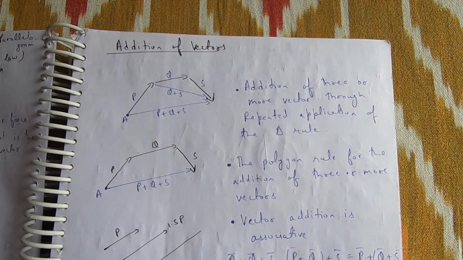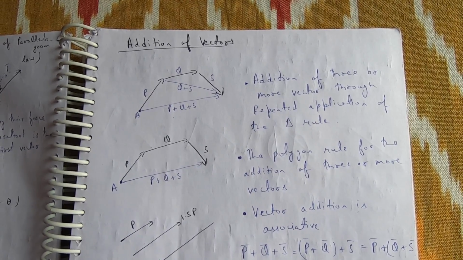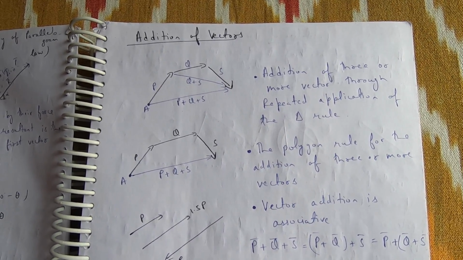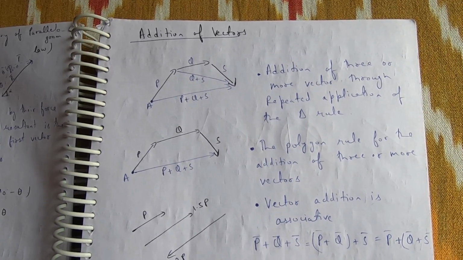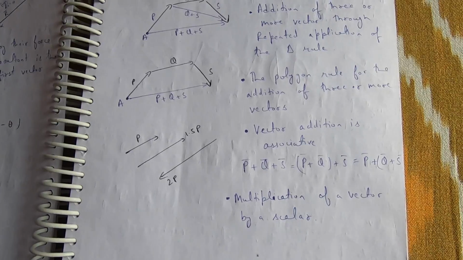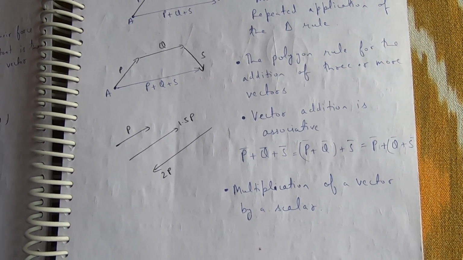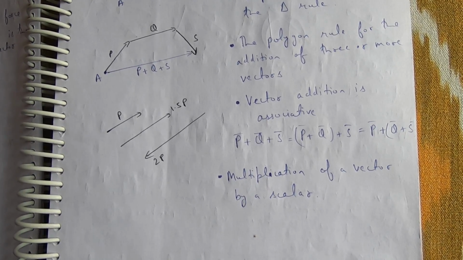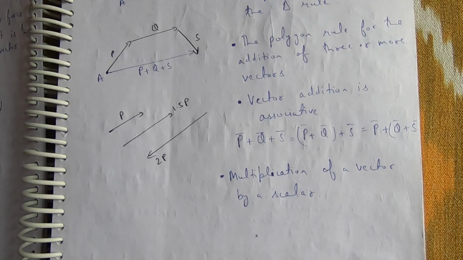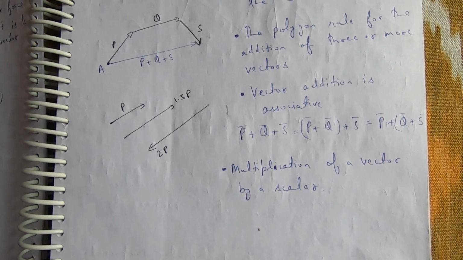Addition of vectors. Addition of three or more vectors through repeated application of the triangle rule. The polygon rule for the addition of three or more vectors. Vector addition is associative: P plus Q plus S is equal to (P plus Q) plus S, which is equal to P plus (Q plus S). Multiplication of a vector by a scalar.